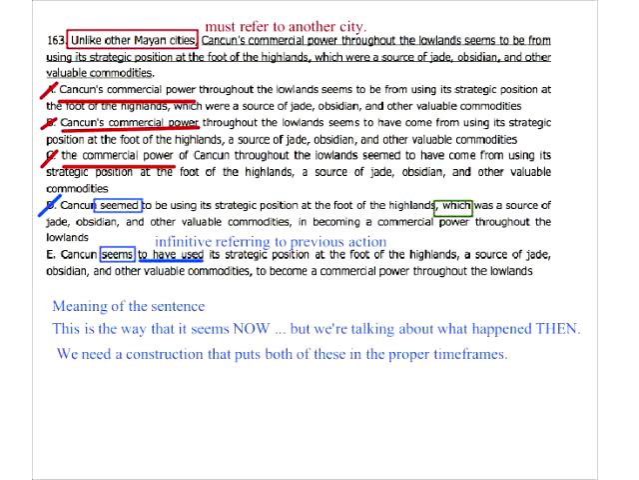Let's also talk about the which really quickly. The which, what was a source of jade, obsidian, and other valuable commodities? Please tell me in the text box. Remember, all of this revolves around understanding the meaning of the sentence. So in context, what was the source of jade and obsidian and other commodities? Text box, please.